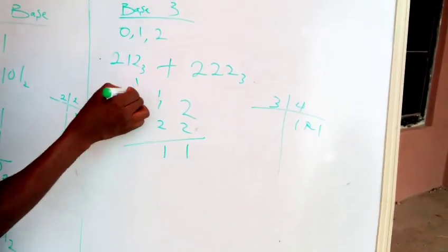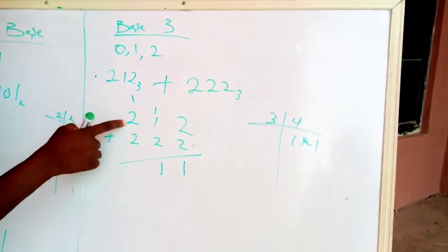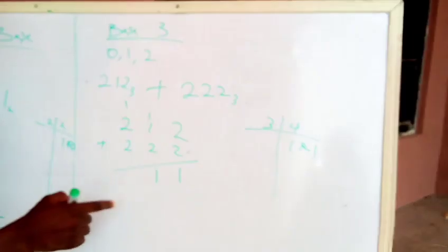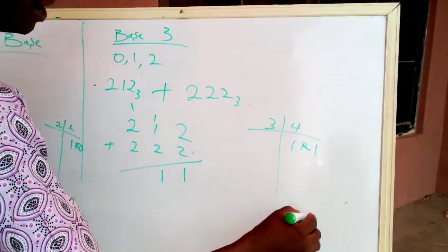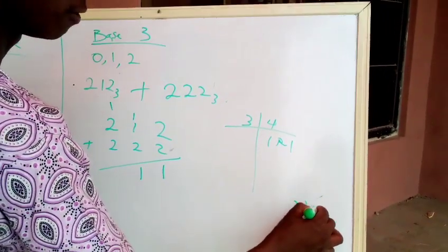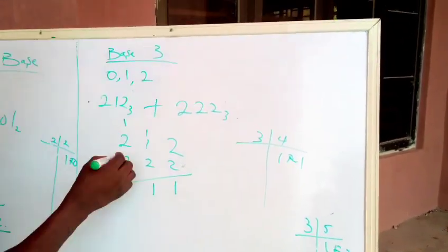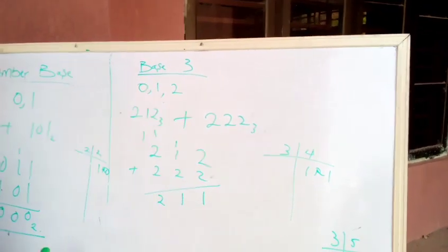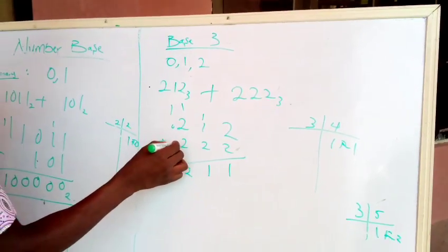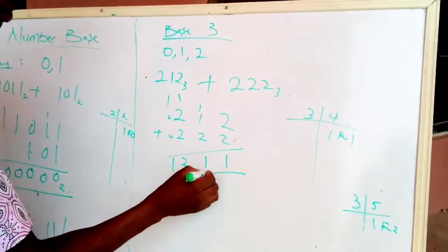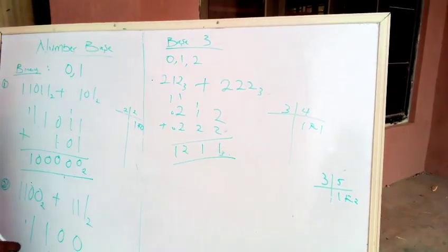I write my 1 and I carry 1. 1 plus 2 is 3. 3 plus 2 is 5. So what do I do? I divide 5 by 3. So I have my 3 into 5. Of course, 3 into 5 is 1, remainder 2. Write my remainder, which is 2. Bring down my 1. Of course, 1 plus 0 becomes what? 1. And so this is my final answer in base 3.